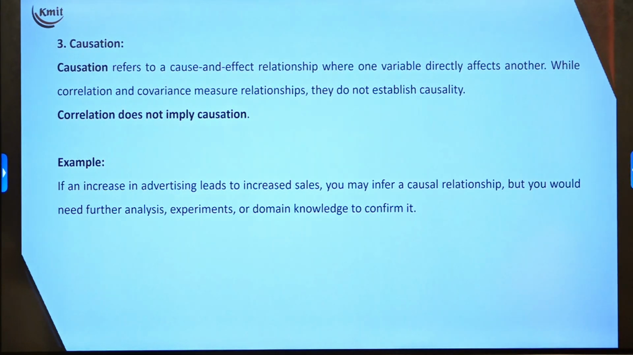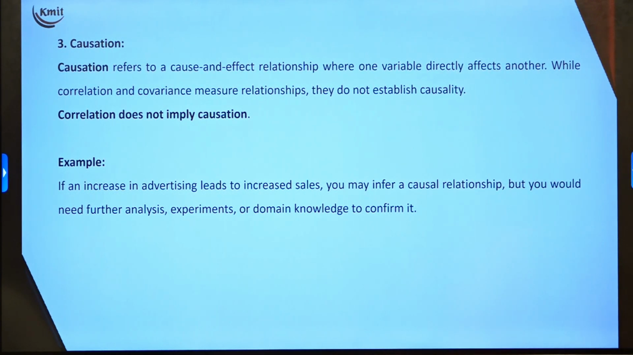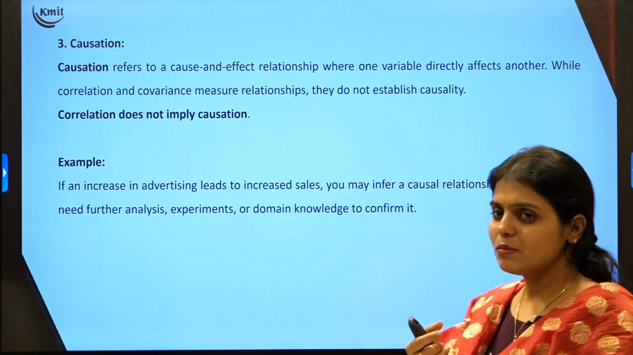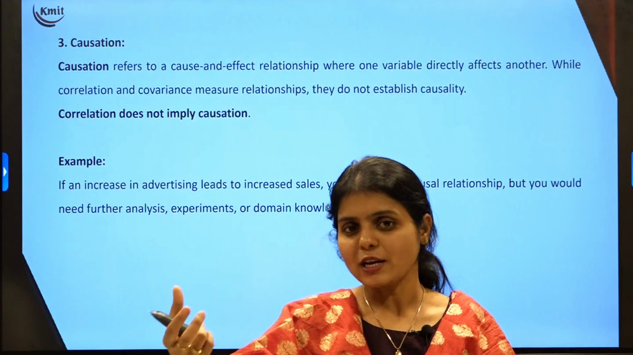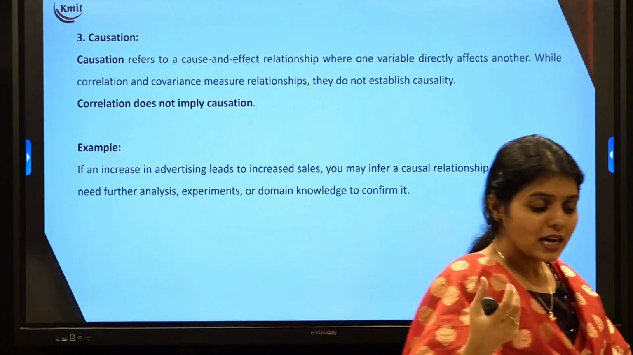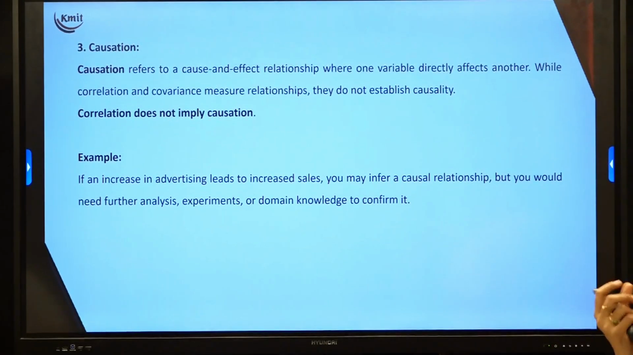The last one I want to talk about is causation. Causation is totally different from correlation and covariance. Causation refers to the cause and effect relationship, when one variable directly affects another. Sometimes the variables are dependent on each other, so one variable may have an adverse effect on the functionality of the other variable. That effect is represented by causation.